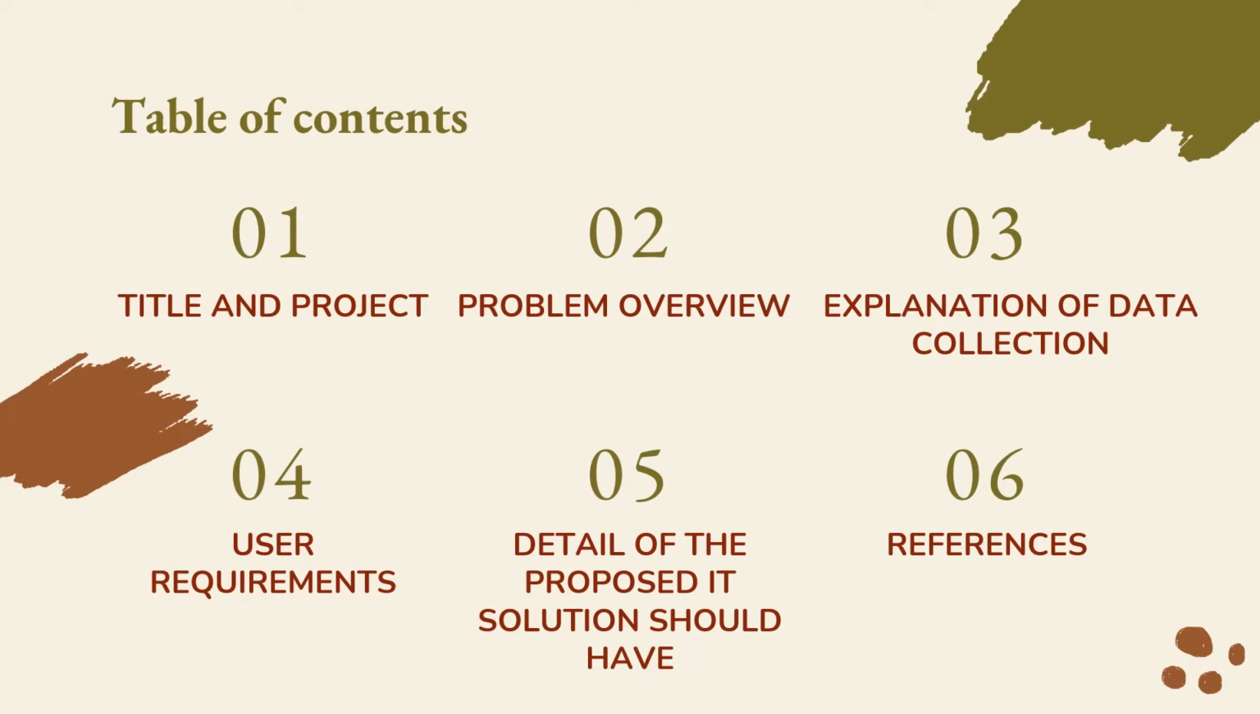First of all is the table of contents. We have six items. First is the title and project. Second, problem overview. Third is explanation of data collection. Fourth, user requirement. Fifth, details of the purpose its solution should have in our project. And sixth is reference.